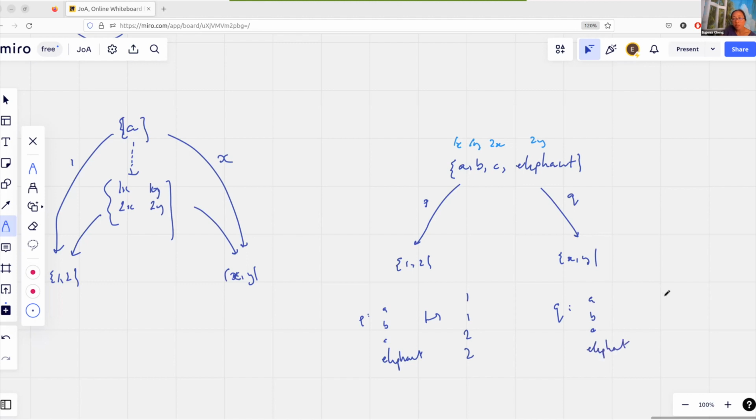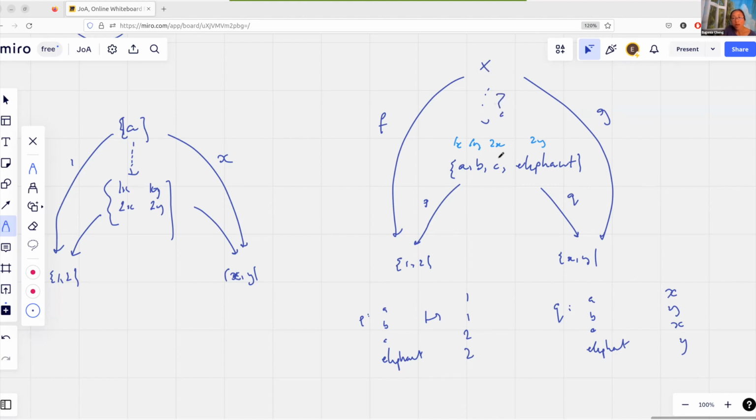And it's going to be that Q sends A to X, B to Y, C to X, and then elephant to Y. And this diagram is now a categorical product. So if I take any set X up here, together with morphisms F and G, then how do I make the factorization?